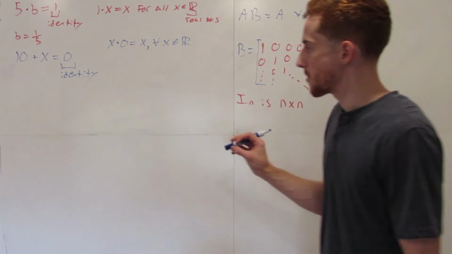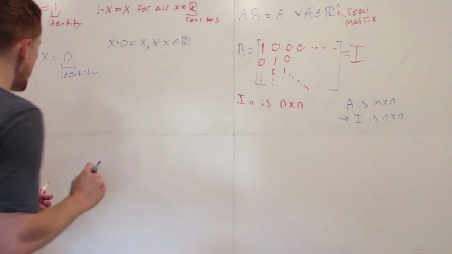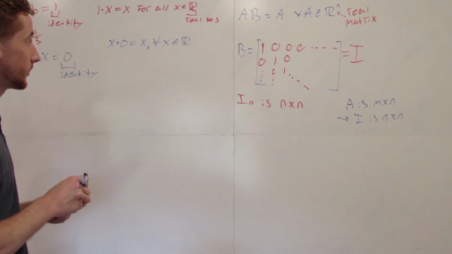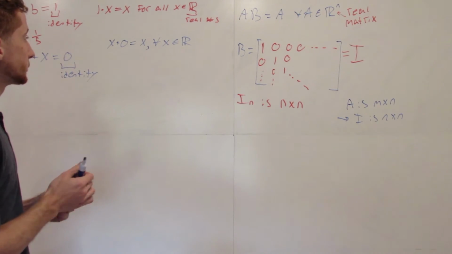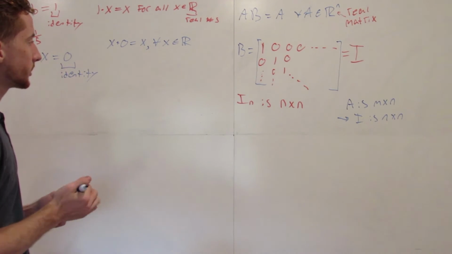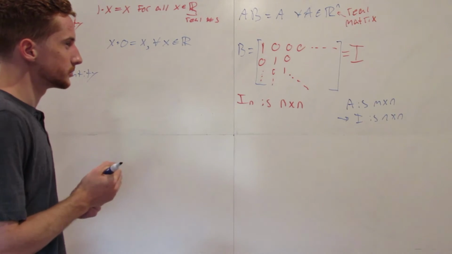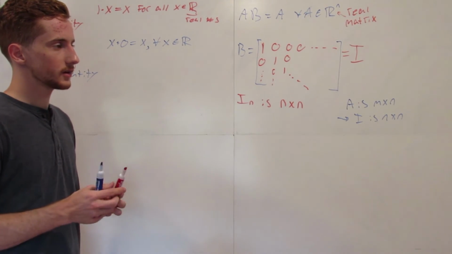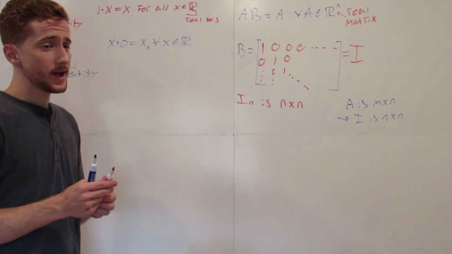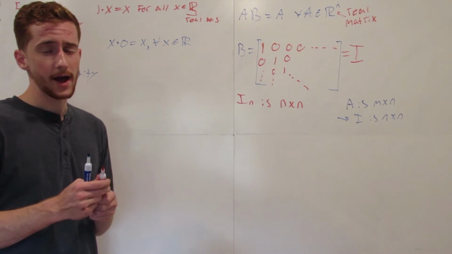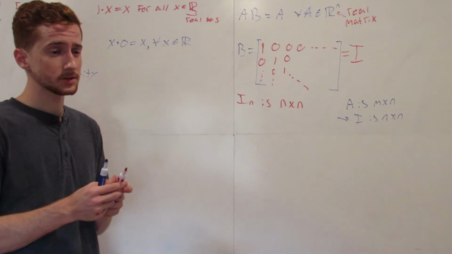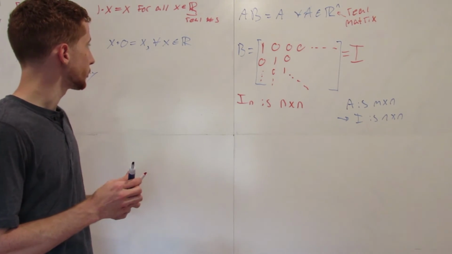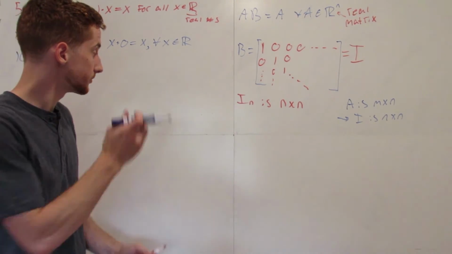So the question becomes, how can we find the inverse of A? I'm not going to go over how to find the inverse, because that's a pretty complicated process that you're going to learn in matrix algebra. It's not important to know how you get the inverse right now. It's just important to know what the inverse is.